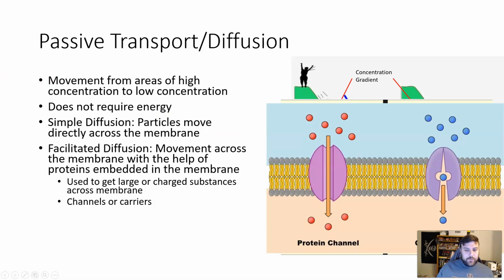There are two types of this: channels and carriers. Channels, think of them as like an open hallway. Anything that can fit through it can go through. Whereas a carrier is kind of like a one-way door. Once the right thing goes through, it shuts and pushes it into the cell. These are still types of diffusion. They don't use energy. They go from high concentration to low.